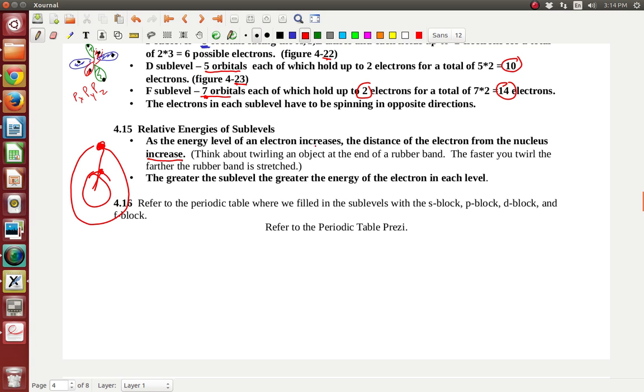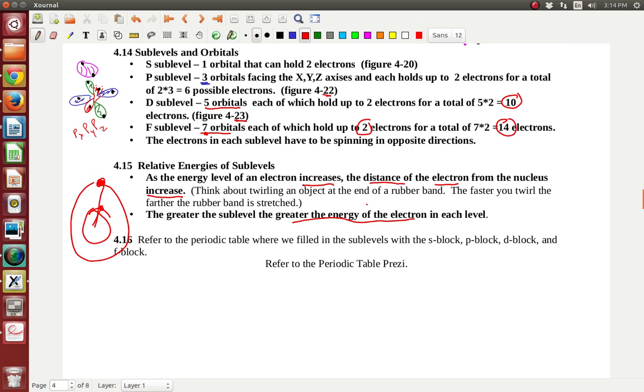The energy level of an electron will increase. As it increases, the distance of the electron from the nucleus will also increase. It gets farther and farther away. The greater the sublevel, the greater the energy of the electron in each level as well.